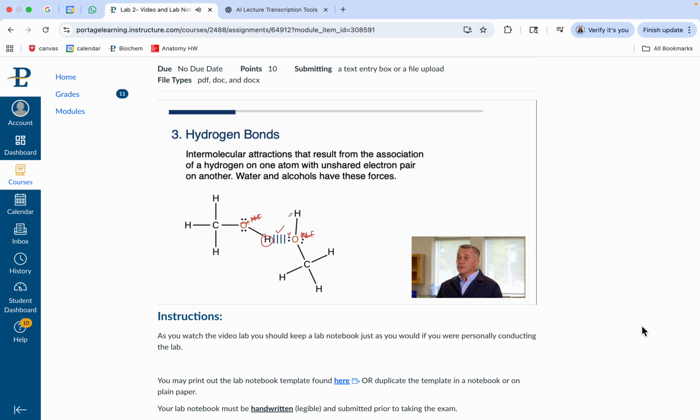But nonetheless, those are the 3 types of intermolecular forces: London forces, dipole-dipole forces, and also hydrogen bonding. And we're going to look at these in our experiment today to see how these impact physical properties.